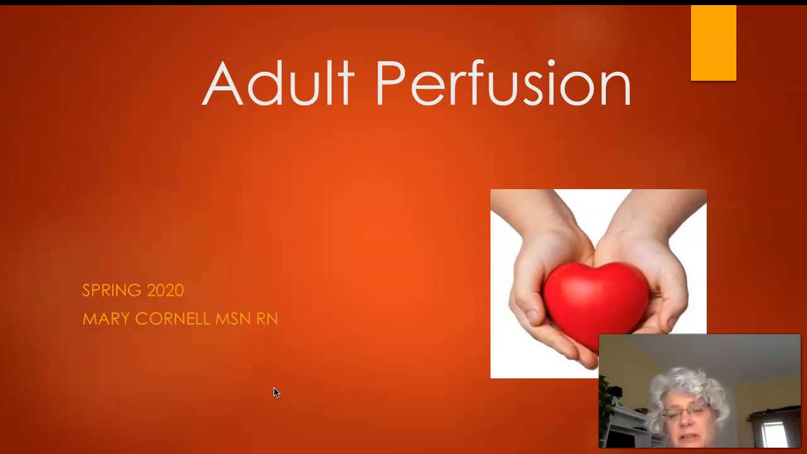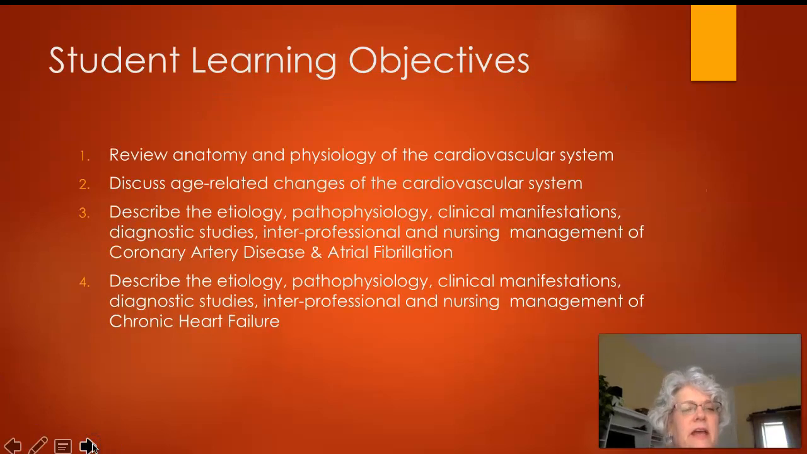All right, let's talk about the cardiovascular system and adult perfusion. So the student learning objectives for this video, I'm going to just review the anatomy and physiology from your anatomy and physiology class and from your lecture last semester, and then we're going to talk about age-related changes in the cardiovascular system. And then I'll be making a second and third and possibly a fourth video to cover this.